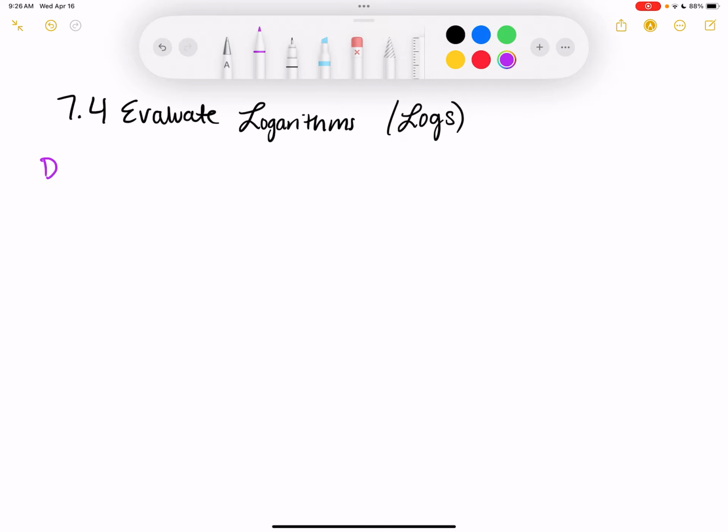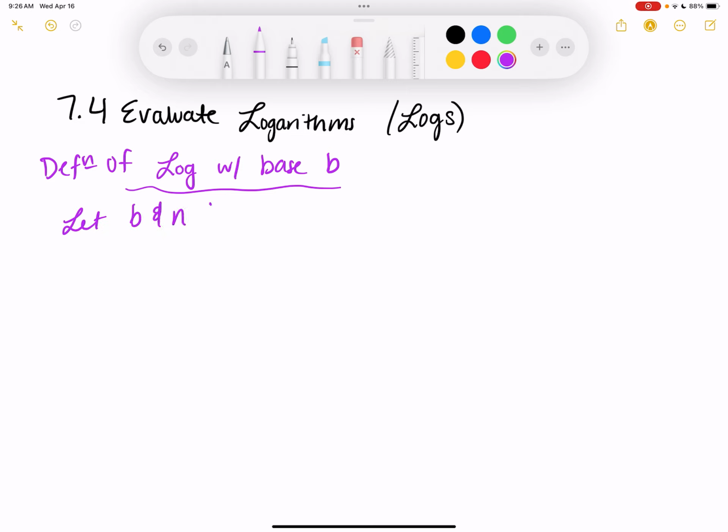All right, so a definition of a log with base b. And because I'm quite sure somebody's going to ask, no, the L doesn't have to be cursive. I just like doing it that way. Let b and n be positive numbers.